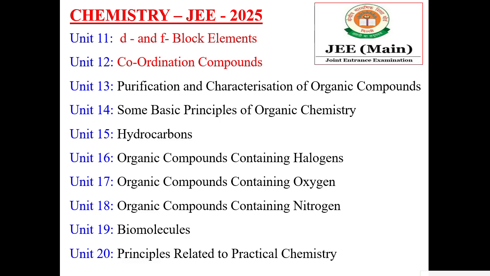Then organic compounds containing halogens. Halogens means fluorine, chlorine, bromine, iodine, astatine, seventh group. So when these halogens are combined with organic compounds, that is one unit, unit 16. For example, chlorofluorocarbons, chloroform, like that.